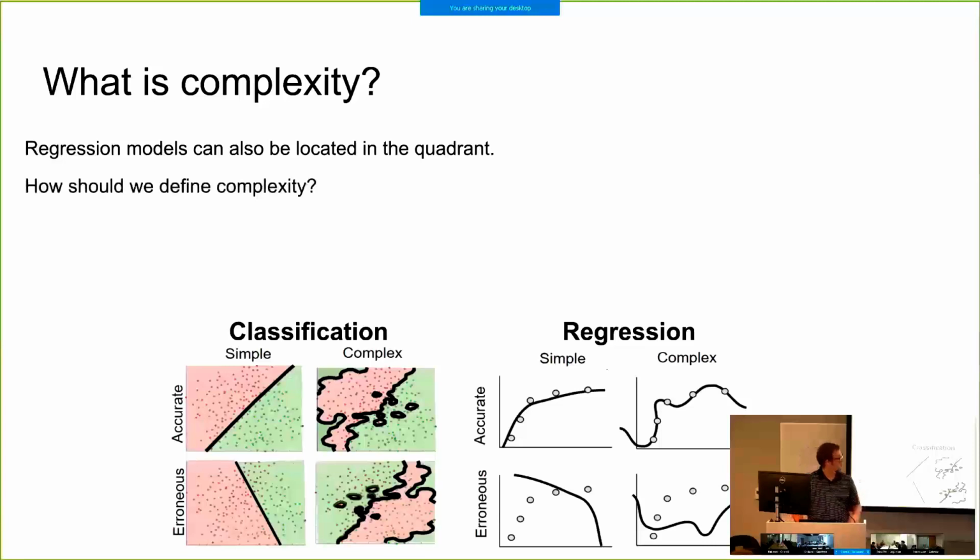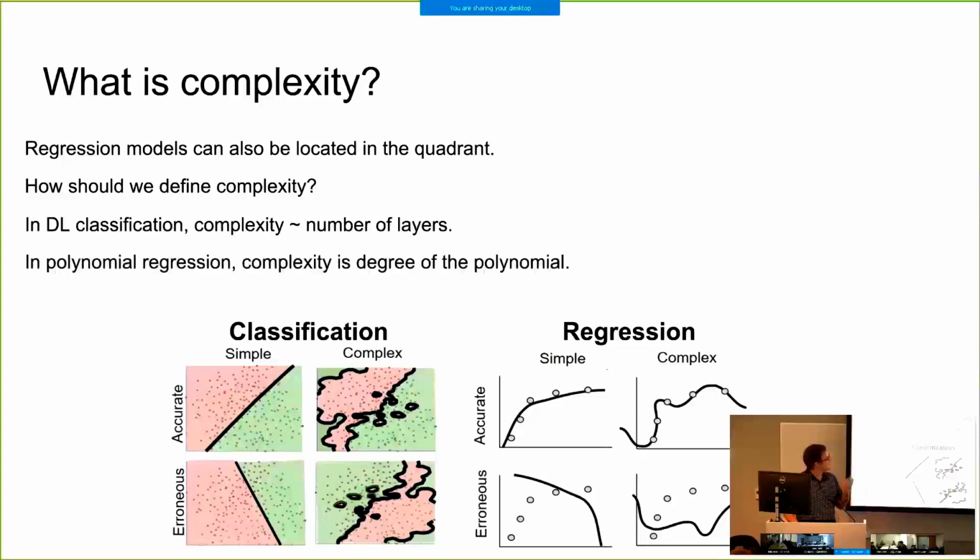All right, so the question remains, let's define complexity. In this classification quadrant over here, we might imagine that complexity correlates to the number of layers in a deep learning network. On the right, with the polynomial trend lines, we might imagine that complexity somehow relates to the degree of the polynomial. Recall an 8-degree polynomial has ax to the 8th, right? And that has about 8 curves in it. So we might imagine that these things are how we define complexity.